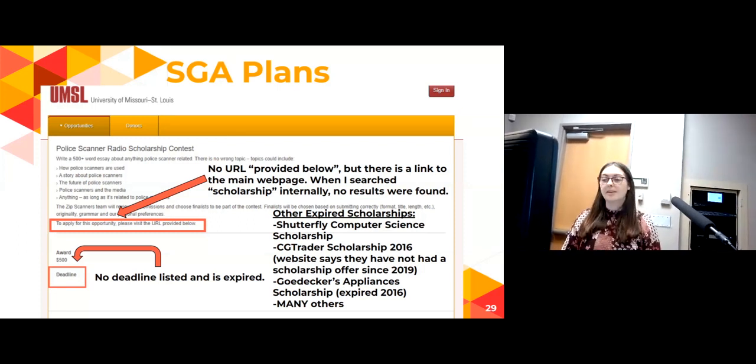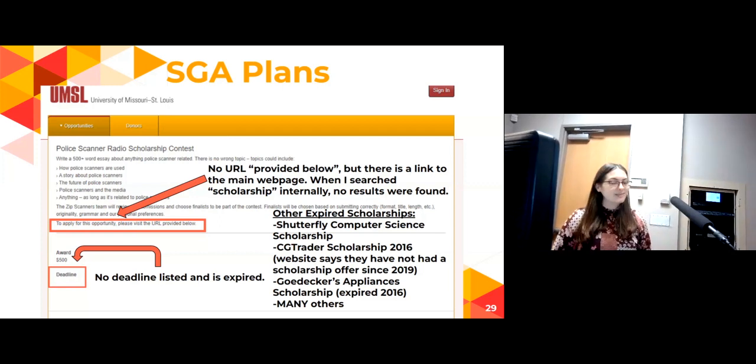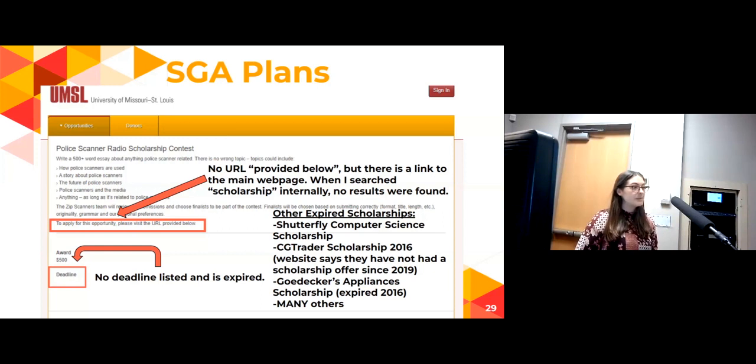There are so many, but the ones that I researched were the Shutterfly Computer Science Scholarship, which is outdated and has no deadline. The CG Trader Scholarship 2016. We can safely assume that it expired in 2016, but the website says that they haven't even had a scholarship since 2019. So that means it's been on our website for 4 years without any scholarship opportunity linked to it. And also the Godecker's Appliances Scholarship also expired in 2016, and there are many others.